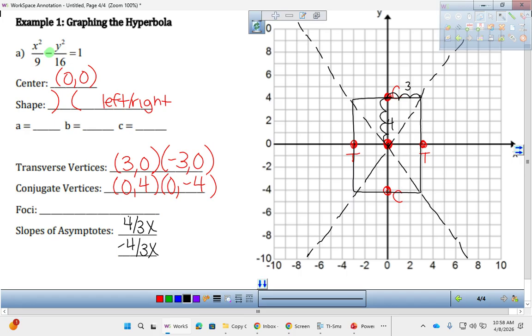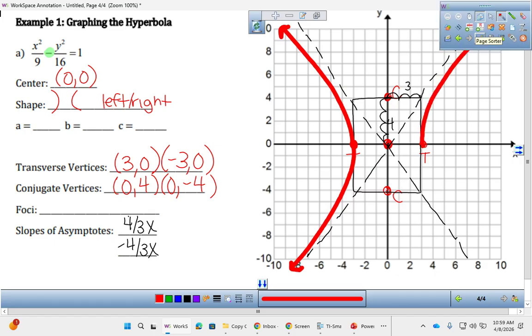Now that I have the asymptotes, I can make an accurate sketch of this graph. It's going to look like this. Okay? And it's going to get really close to the asymptote line, from this transverse point, not from the center. The center actually isn't even part of it. From this transverse point, I'm going to get as close as I can to that asymptote line in both directions. And I'm going to do that on this side too. All right, so what's in red there is your hyperbola.